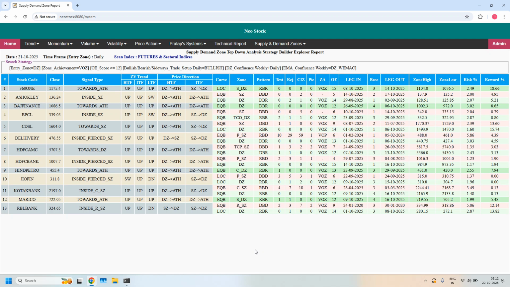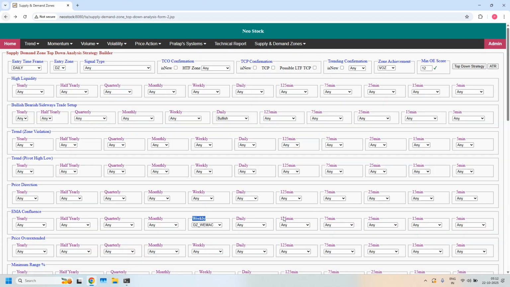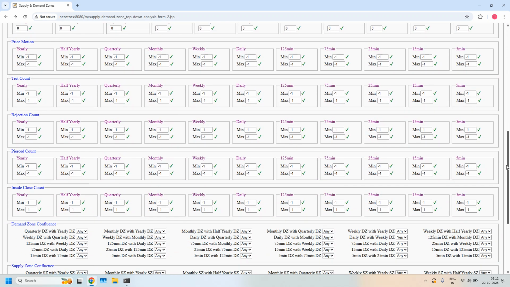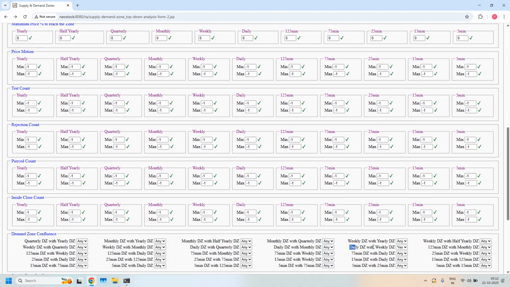Okay, next let's filter high probability trade setup supported daily demand zones based on the second strategy. That is LTF, ITF and HTF demand zone confluence, and then HTF demand zone with HTF EMA confluence. So I am removing the ITF EMA filter. In the demand zone confluence, we have to set 3 filters: daily and weekly, daily and monthly, weekly and monthly demand zone confluence.